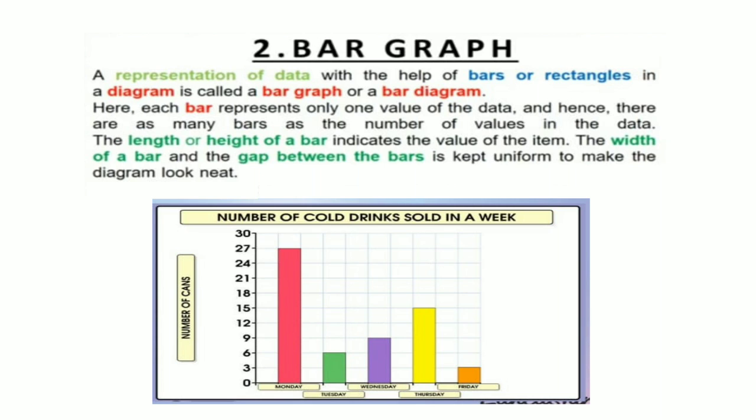Here you can see that the length or height of the bar indicates the number of cans, and here you can see how many cold drinks are sold each day in a week. Monday, how many? 27. On Tuesday, how many? 6. Wednesday 9. Thursday 15. And Friday 3. So we can read this data easily with a bar graph.